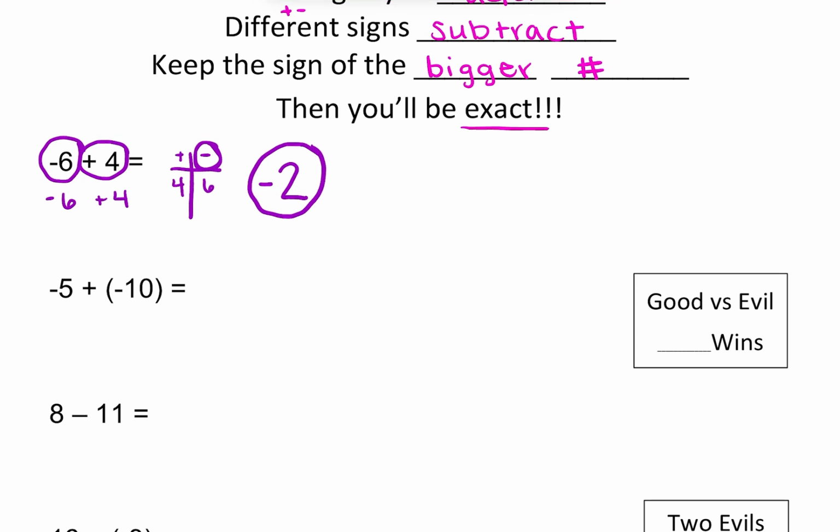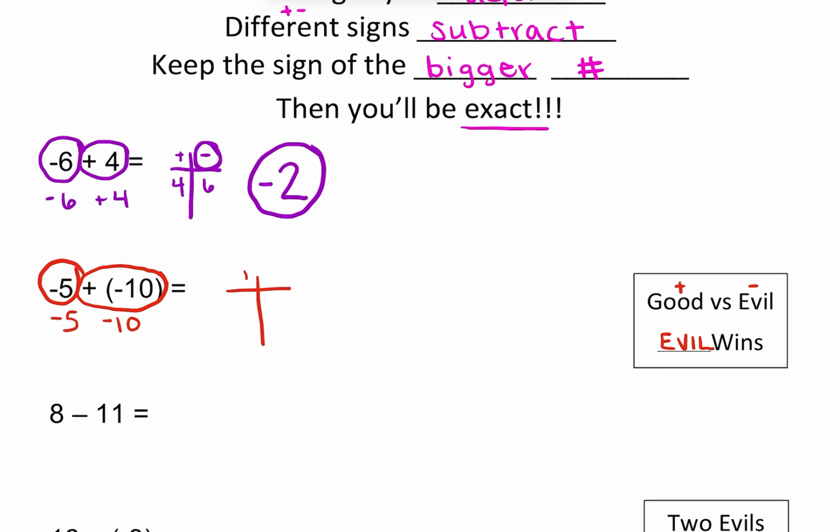So next one. Circle. Remember, the parentheses here don't really matter. They're just saying, hey, I'm -10. And then we have a -5. So -5. And then good versus evil. Evil wins. Mwahaha. So this is a -10.